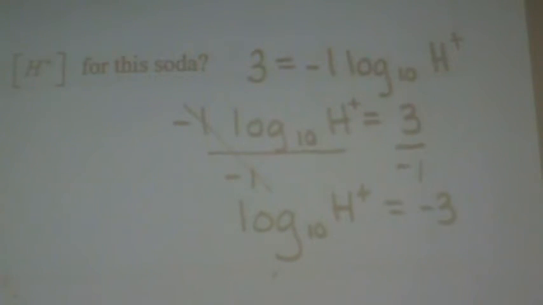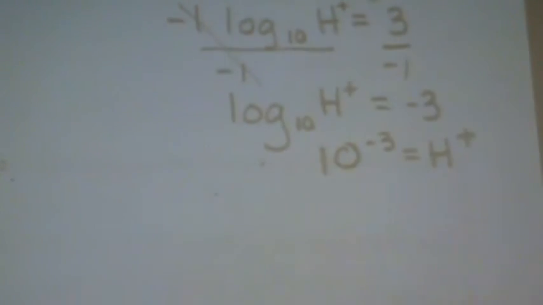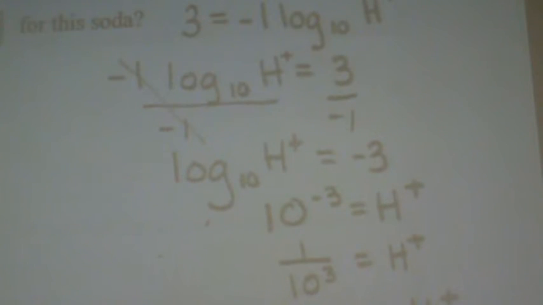Now, rewrite this in exponential form. How do you rewrite this in exponential form? 10 to the -3 power is h plus. Well, what is 10 to the -3 power equal to? There's an answer, or you can write it 1/1000. You get this?